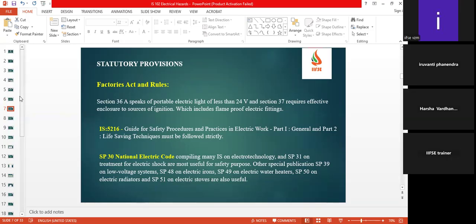Then comes IS, which is Bureau of Indian Standards 5216, Guide for the Safety Precautions and Practices in Electric Work. There we have part 1 and 2. Part 2 talks about the life-saving techniques, where it talks about the maintenance part. And also we have SP30, National Electric Code, which is compiling many IS and also electrotechnologies, and SP31, which is about the treatment of electric shock, etc. There are a few more national electric codes with respect to handling and the usage of various electrical hazards and equipments, etc.